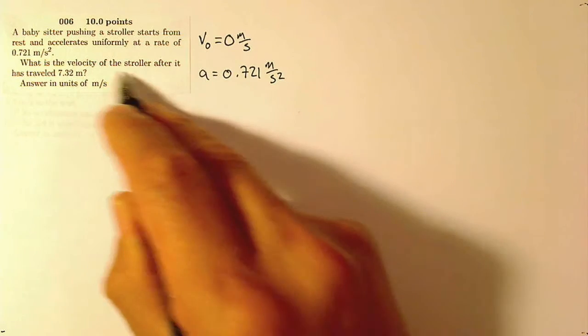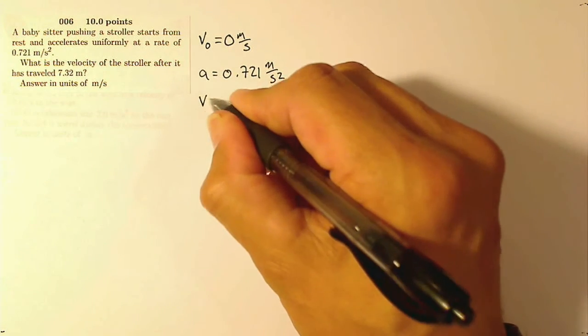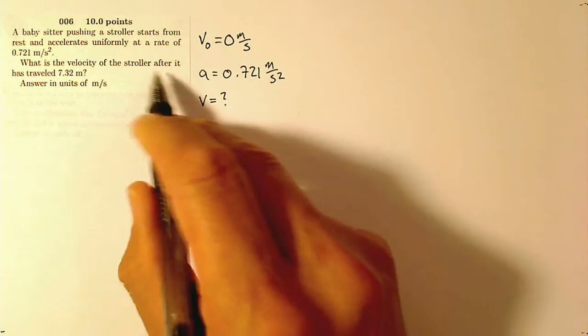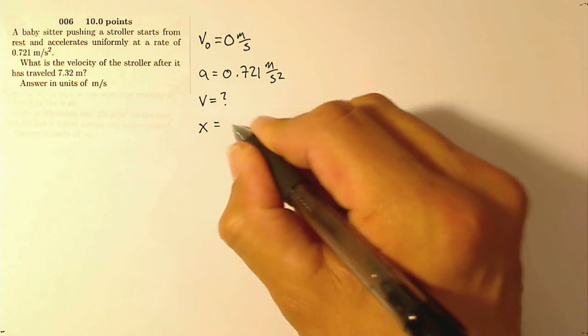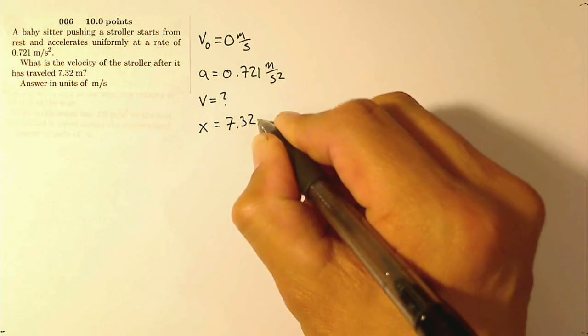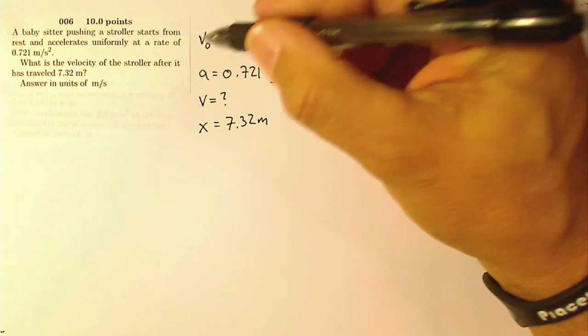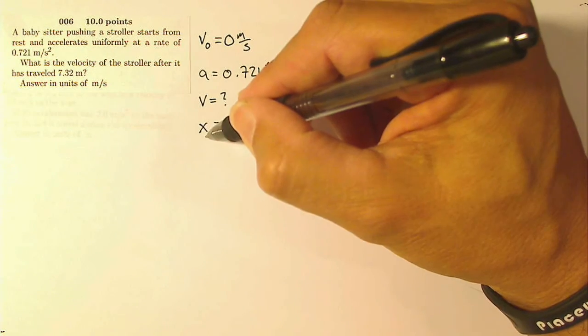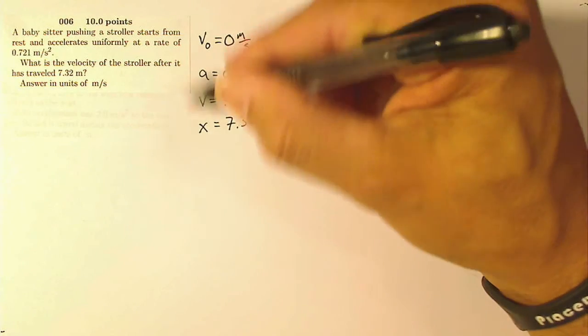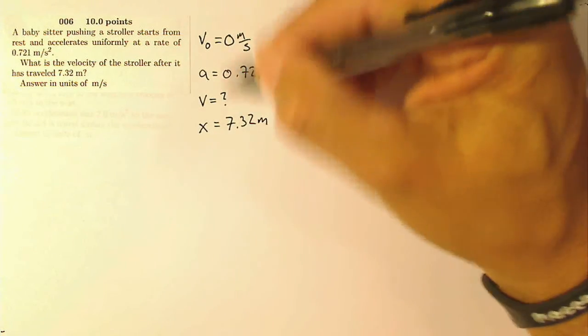What is the velocity of the stroller? So what I'm looking for is some final velocity after it has traveled 7.32 meters. Well, that's a displacement of 7.32 meters. So I'm given a final velocity, an acceleration, a displacement. What is the equation that relates these four but leaves out time?